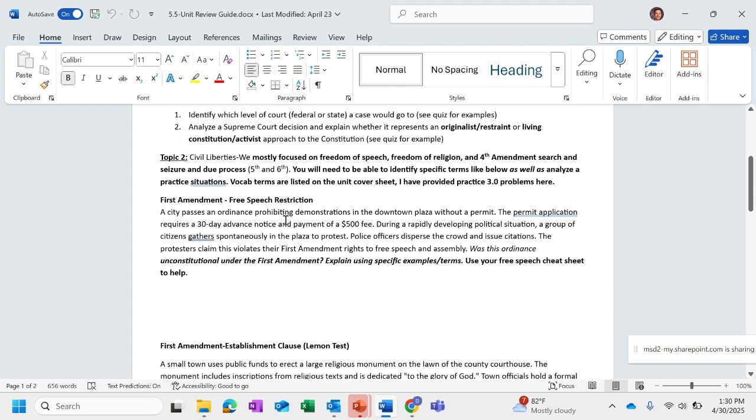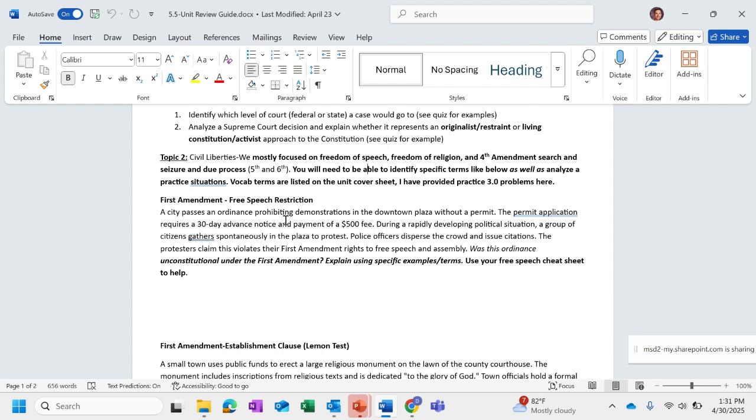So here's how it's going to work. There's going to be some multiple choice, and then there will be 3 choices that you can choose from, because that is why they're choices. One will be a free speech, one will be a free religion, and one will be a search and seizure. For a 3.0, 95% proficient, you just have to be able to analyze one of them correctly.